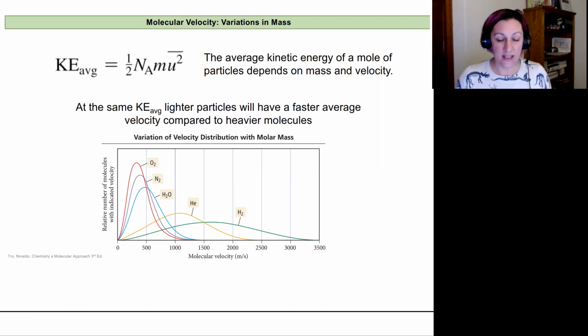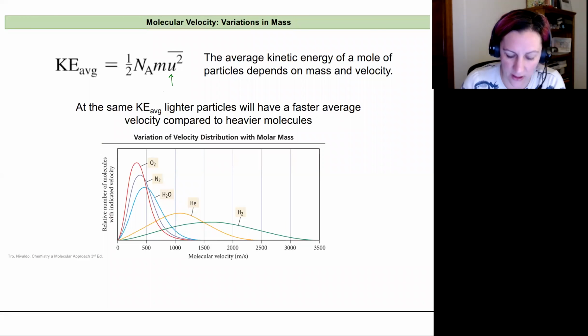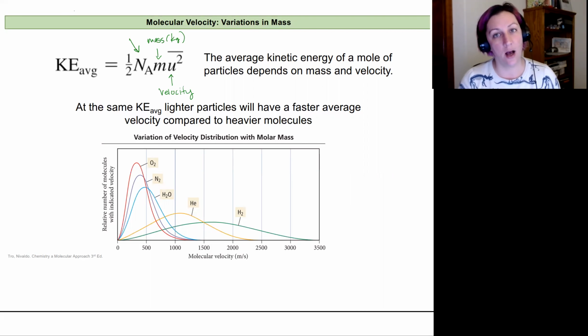So I've got this equation up here. It states that the average kinetic energy of a mole of particles will depend on its mass and its velocity. To break down what you're seeing here a little more, right here we have our velocity squared. We have our mass of 1 mole of particles, here's our mass in kilograms, and we need units of kilograms. And this NA is an abbreviation for Avogadro's number.